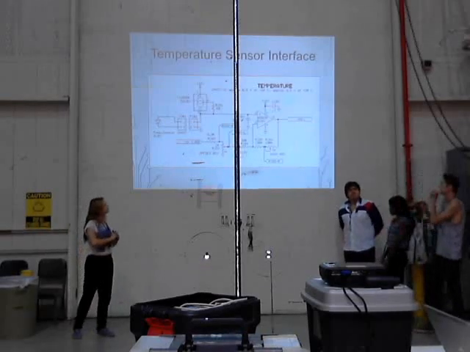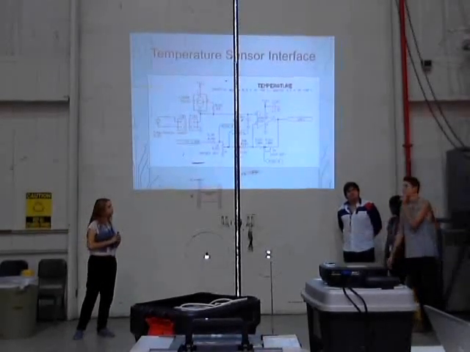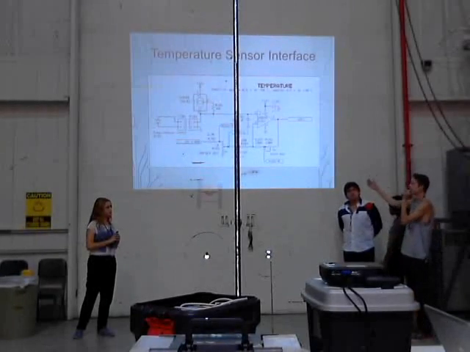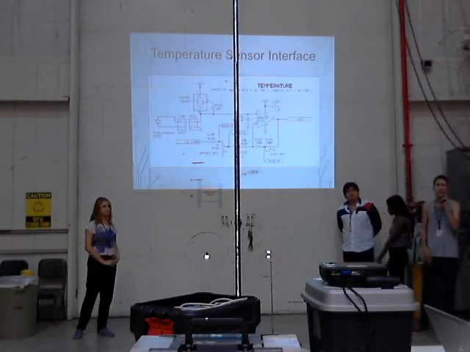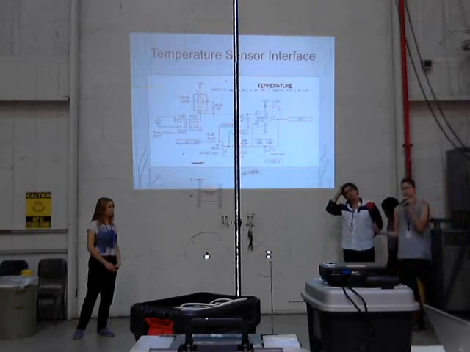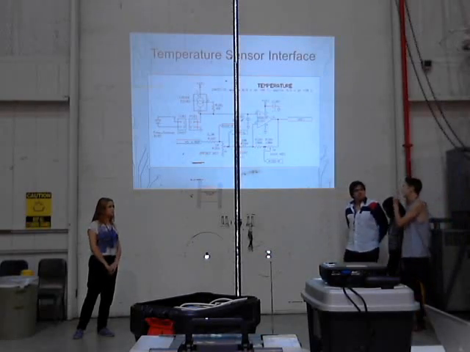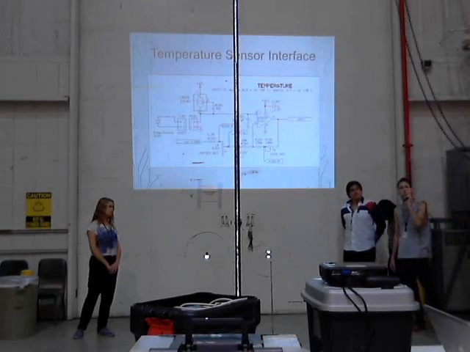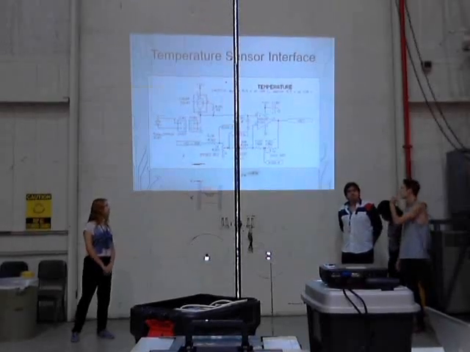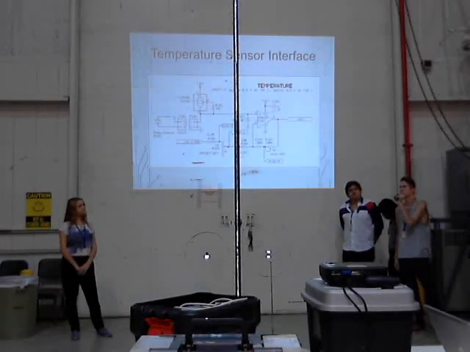So we have 3 diagrams for each sensor. The schematics for our interface board: we're going to be able to collect data readings from a silicon diode. We get a potential difference of about 0.0022 volts for every 1 degree change.